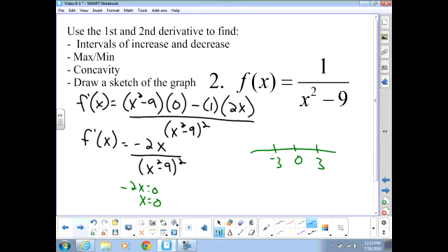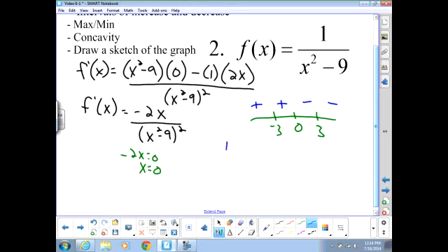We'll plug those into the derivative. Now, keep in mind the denominator is squared. When you square something, it'll always be positive. Therefore, that's not going to affect our sign at all. So we can just look at the numerator. Left of negative 3 will be a negative. A negative times negative 2 will be a positive. Between negative 3 and 0 will be a negative. A negative times negative 2 is a positive. And then the reverse, our other two sections will be positive. So when you multiply them by negative 2, they'll each be negative.